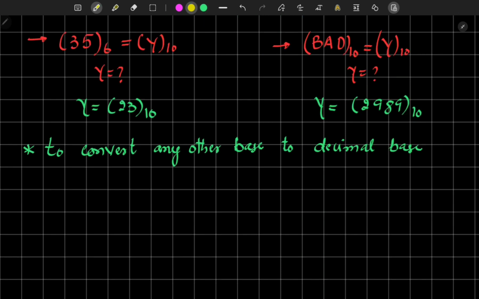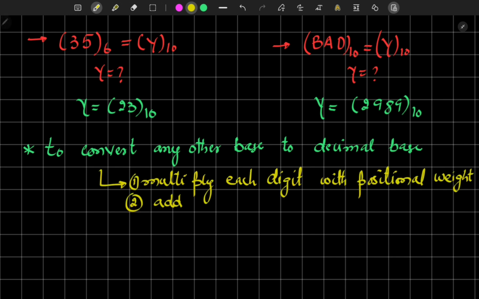Therefore, the bottom line is that to convert any number in a certain base b to the decimal base, we simply multiply each digit with its positional weight first, and then we add the results. Let us now increase the level of the problem on the same concept.